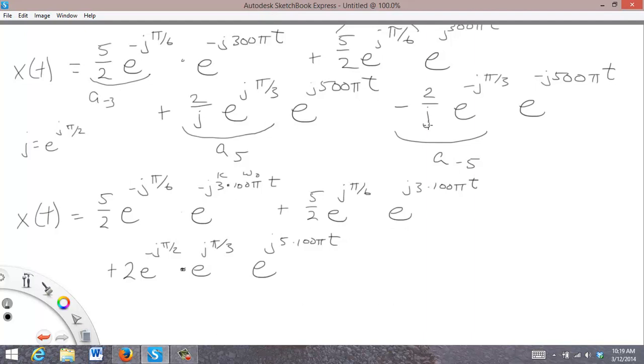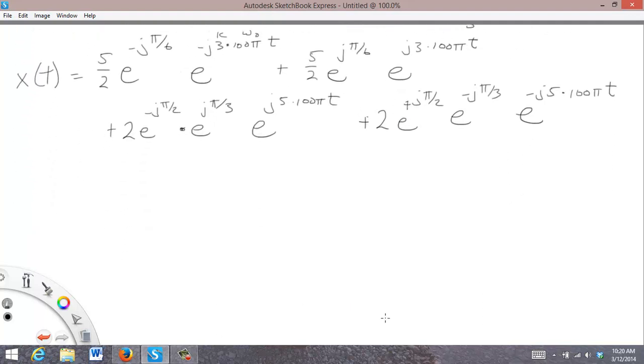Then, okay, so now I'm going to do the same thing here. This is e to the minus j pi over 2, minus 2 e to the minus j pi over 2 e to the minus j pi over 3. But this negative 1 is e to the j pi. So if I add this pi to negative pi over 2, this becomes a plus. And then I end up with e to the minus j 5 times 100 pi t. Alright, and then I can combine these, so this becomes 2 e to the negative j pi over 2 plus pi over 3, which is e to the negative j pi over 6.